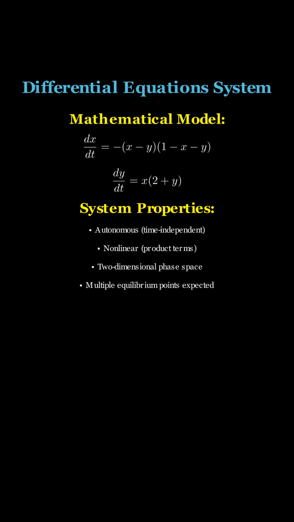Notice the nonlinear nature of this system. The first equation contains product terms between x and y, while the second equation shows a linear dependence on x but nonlinear dependence on y. Such systems often exhibit rich dynamical behavior, including multiple equilibrium points with different stability properties.